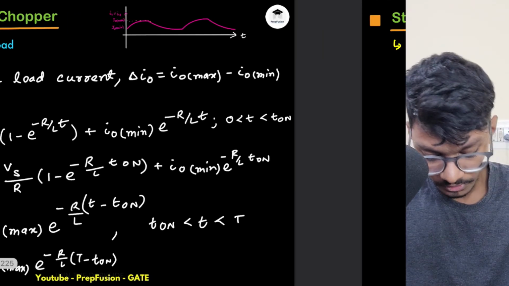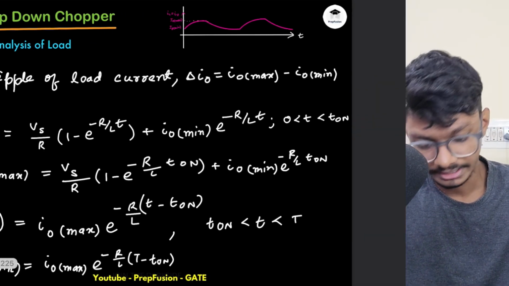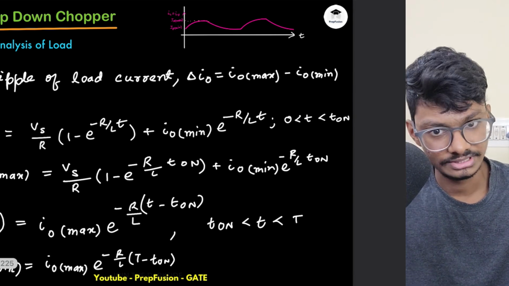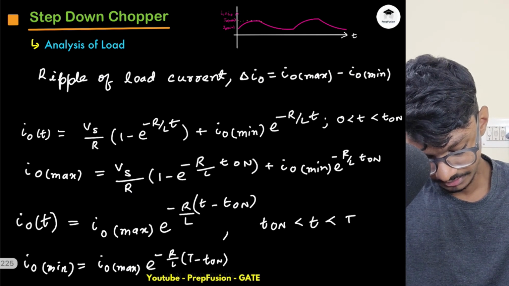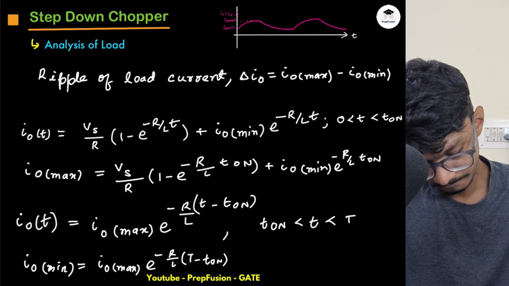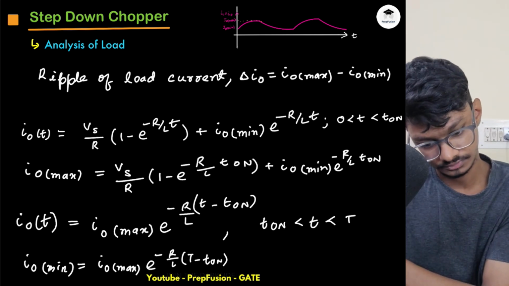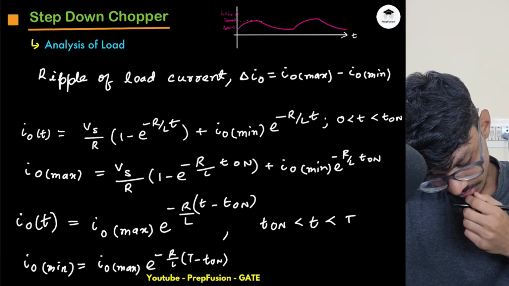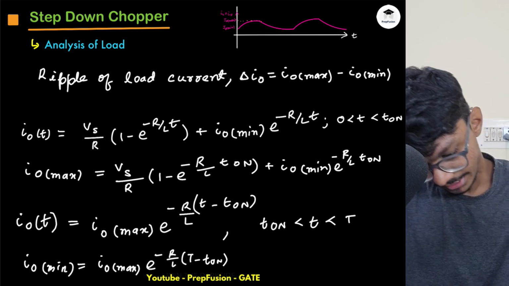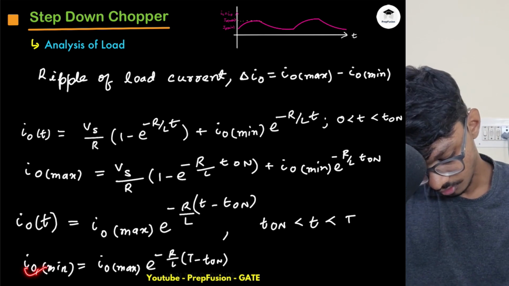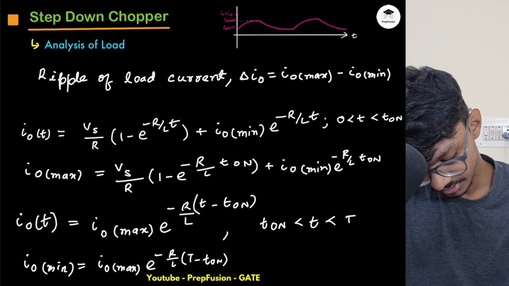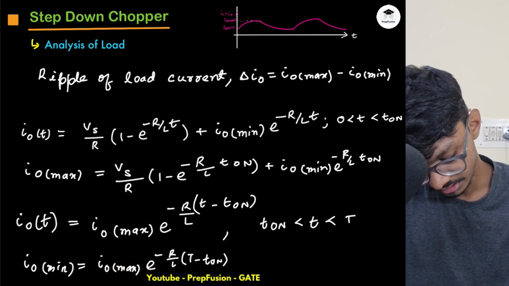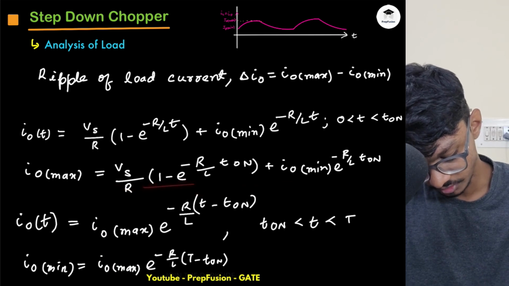So this is the value. Now what can I say? What is the ripple, basically? If I want to find the ripple, it is max 1 minus V R. Here it is the IO minimum. And this IO minimum is this value, and if I put this IO maximum value here, IO maximum is equal to this. If I put this value here, what will I get?